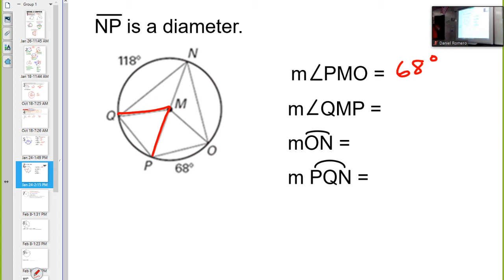That is also a central angle, but they don't tell me how many degrees there are here. But they did say that NP is the diameter. So that's cutting the circle in half. How can I know how many degrees there are there?